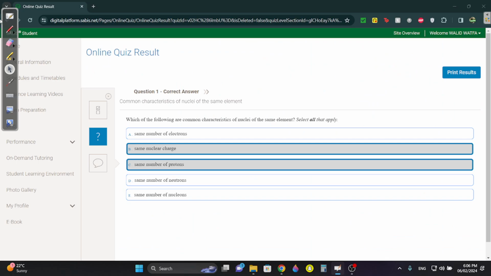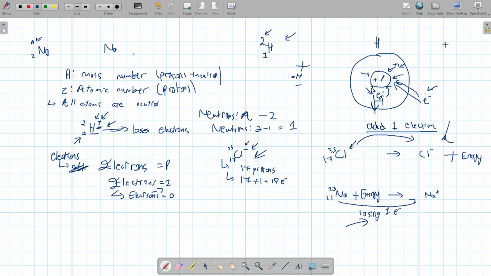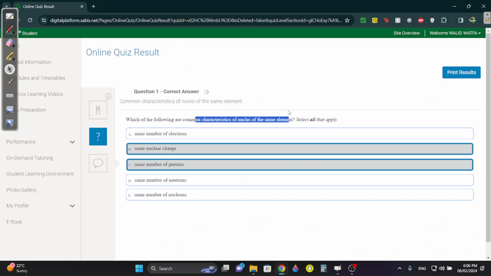Okay, that's all I want to say. That's everything, and you need to know it for tomorrow. That's new. Okay, which of the following are characteristics?